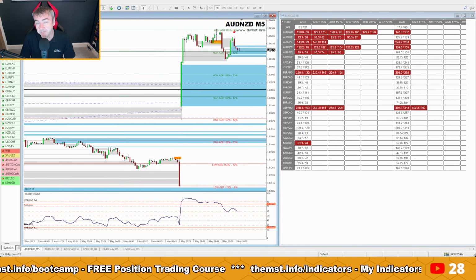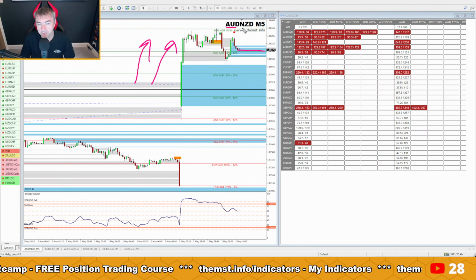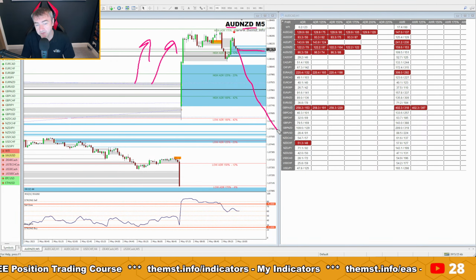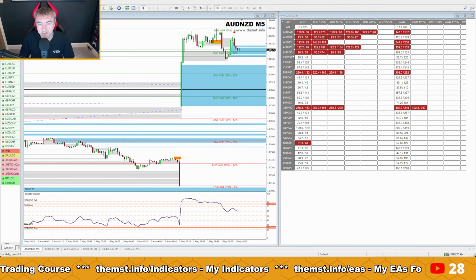And Aussie New Zealand is probably the best one to take because these are powering up at the same time, Aussie and New Zealand. When the Aussie starts to wane, the New Zealand will probably start to dominate it. So that's the one that I would kind of go for.